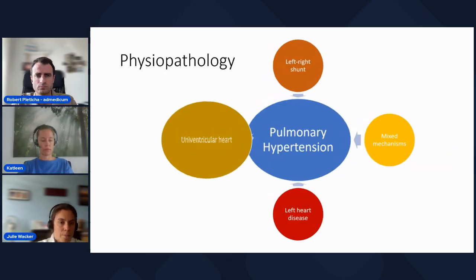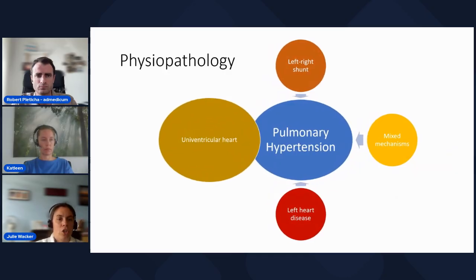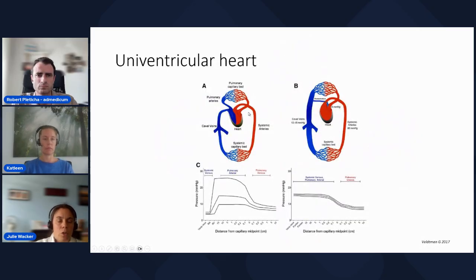And the last chapter that I wanted to talk briefly about today is the univentricular heart. I'm just going to go slowly on this slide. In this drawing, you see a normal biventricular circulation. You have your blood that is deoxygenated, comes back to the right side of the heart, is pumped into the pulmonary artery, gets oxygenated, comes back to the left atrium, and is pumped by the left ventricle to deliver the oxygen into the blood and the body.